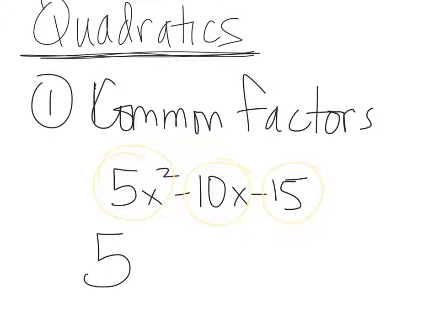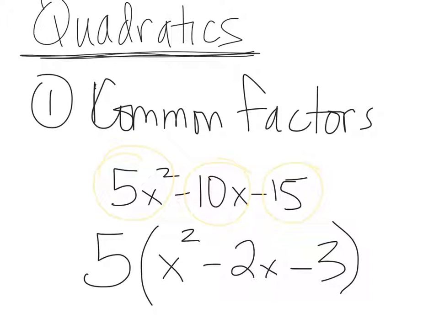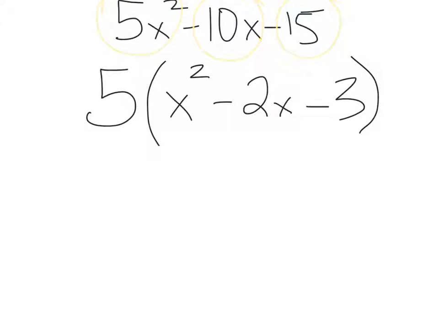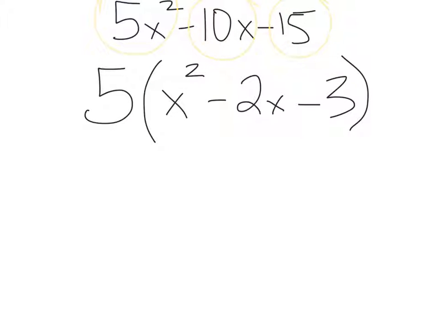Since they all have a common multiplier of 5, instead of that equation, we're going to divide each of these by 5, and that simplifies our equation a wee bit. So now we have 5 times this other quadratic: x squared minus 2x minus 3, because factoring with a number in front of x squared can be sort of tricky. So first we factor out our common factors, and then we do our quadratic factors.